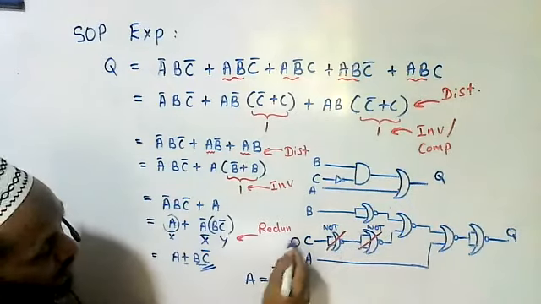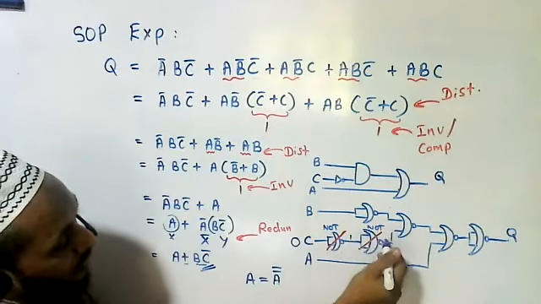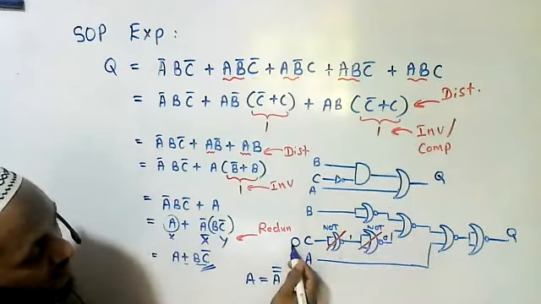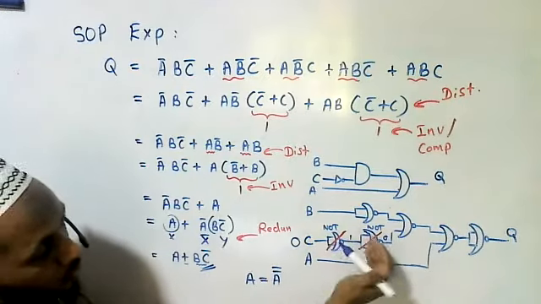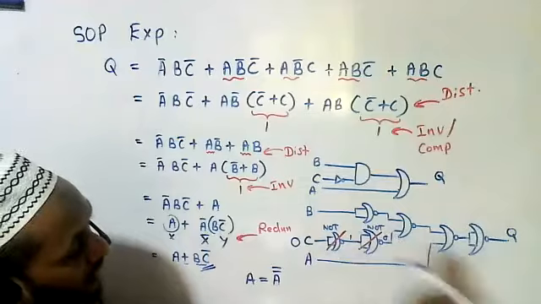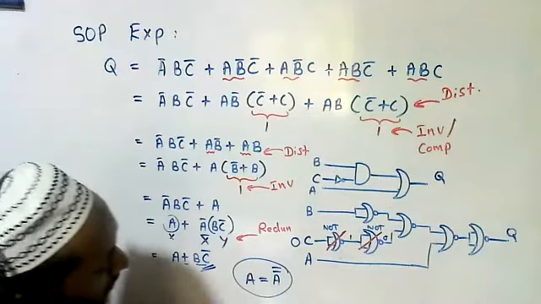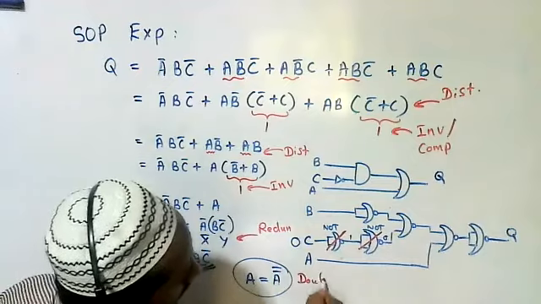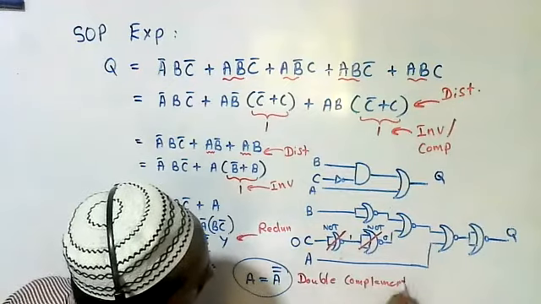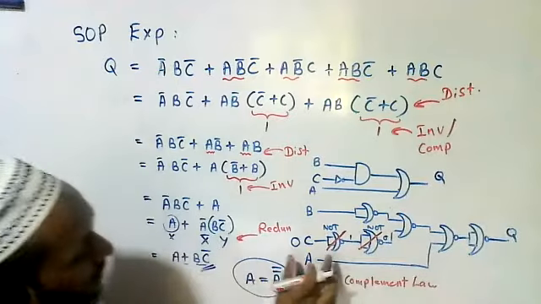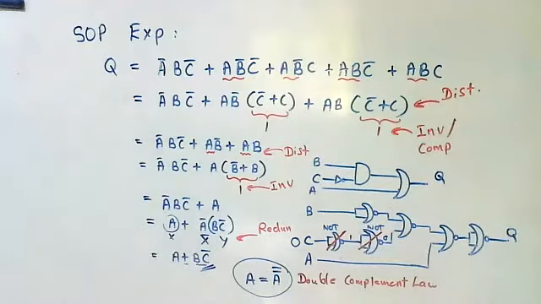If 0 goes through the NOT gate, it becomes 1. Again, if it goes through the NOT gate, it becomes 0 again. That means C is also 0, and the output is also 0. So by using two NOT gates, or if there are many NOT gates, we can cut them according to the double complement law. So we can simplify our circuit further by applying the double complement law there.